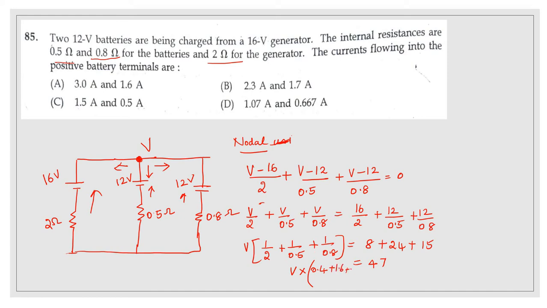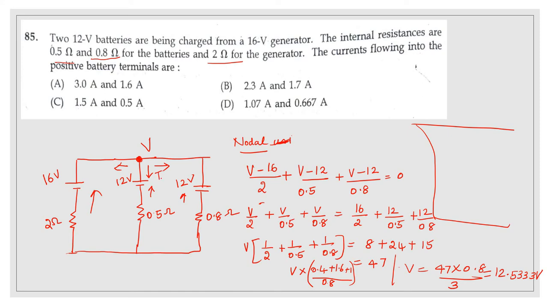Plus here 2 into 0.5, 1. The whole divided by multiply all. So what is V? V is equal to 47 into 0.8 divided by 1.6 plus 0.4, that is 2 plus 1, 3. So what is the answer? That is 12.5333 volts. Next I am going to find out the current flowing through the 12 volt battery.